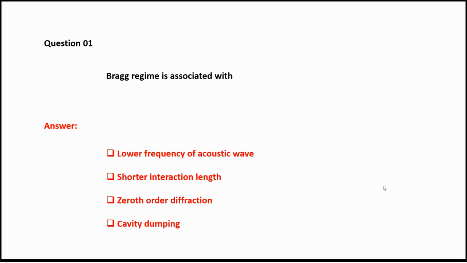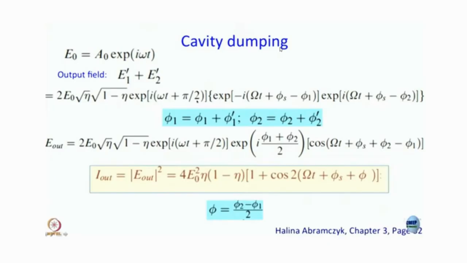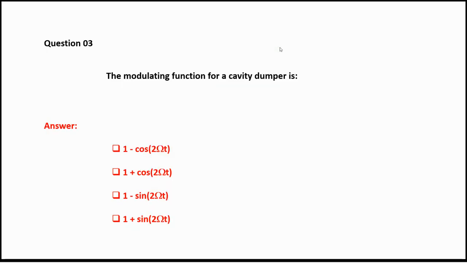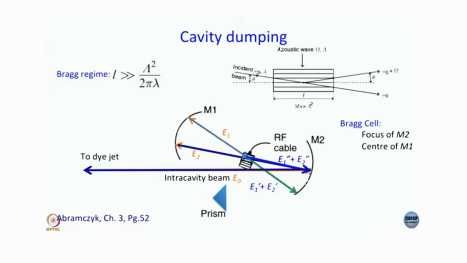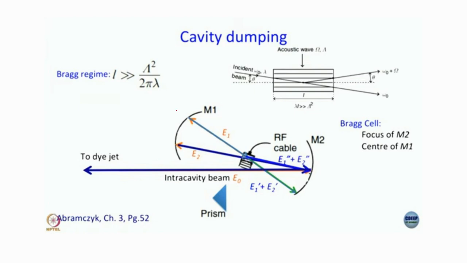Actually, in the previous session, we had also talked about another regime, that is called the Raman-Nath regime. Here they are talking about the Bragg regime. Basically, cavity dumping refers to when you need only a certain frequency of light and then you eliminate the others.